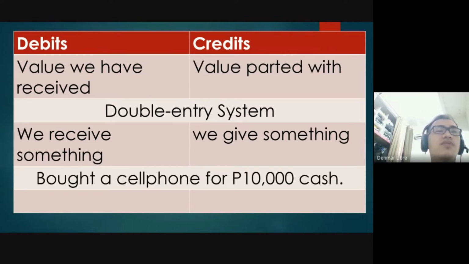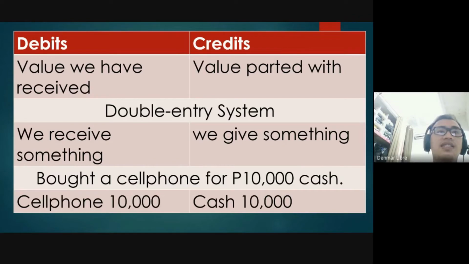Let us take a look at this example. A business bought a cell phone for 10,000 cash. So the thing that we have received is the cell phone, which is worth 10,000, and the thing that we have given up is cash worth 10,000. And that is according to the double entry system, that every time we receive something, in this case the cell phone, we give up something, in this situation cash.